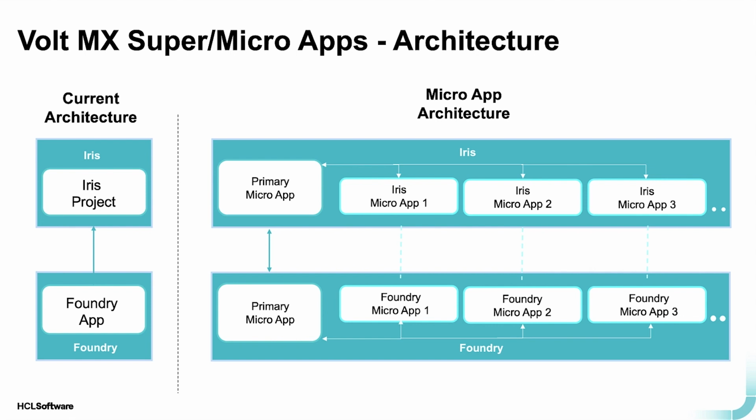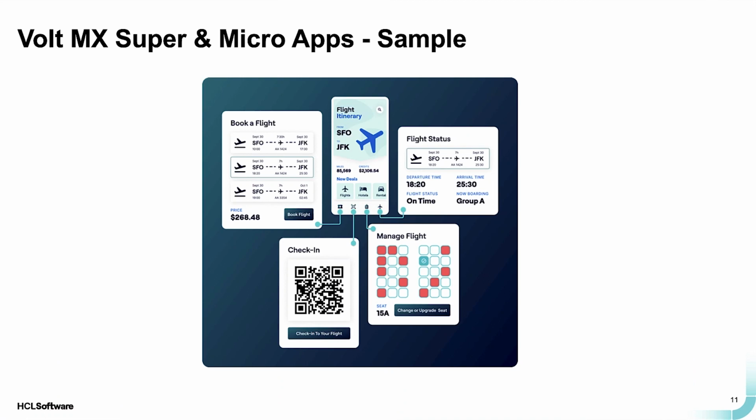So you have a primary app, which is called the base app, so to speak, and it is linked to multiple micro apps on the client. Similarly, you can link them to multiple micro apps on the server. Now, let's take a use case to understand this scenario better.